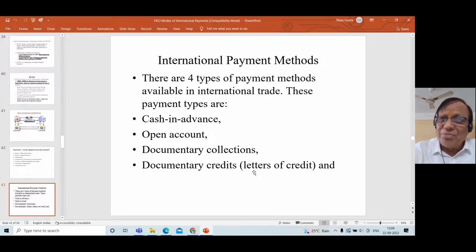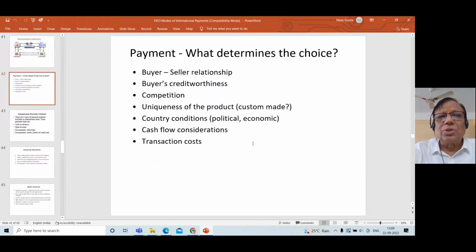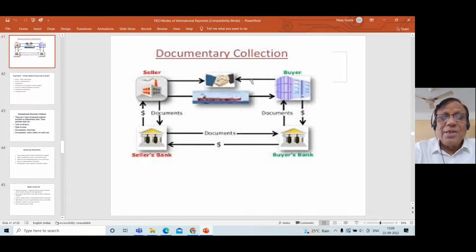There is another, BOP, which we'll talk about later. Now I'll explain how this payment mechanism works. Advance payment means, for example, there is a seller in India and a buyer in Dubai. If there is an agreement between the two parties, as per the proforma invoice or the purchase order, that you want 50% advance, and suppose the contract value is $100,000.